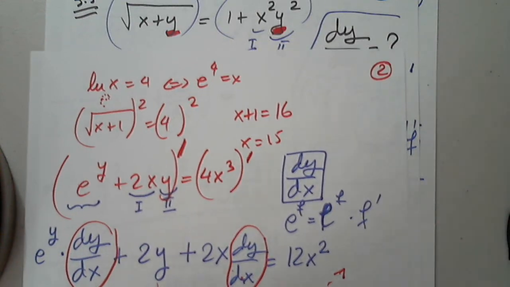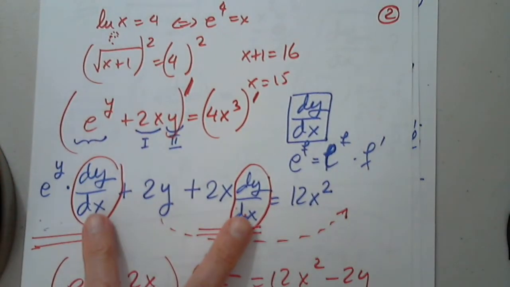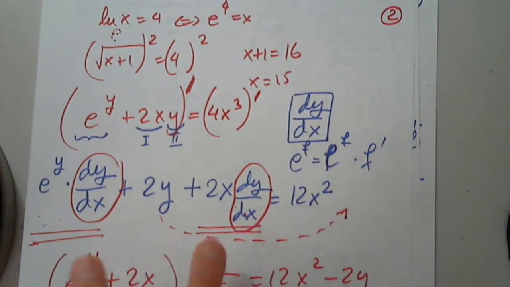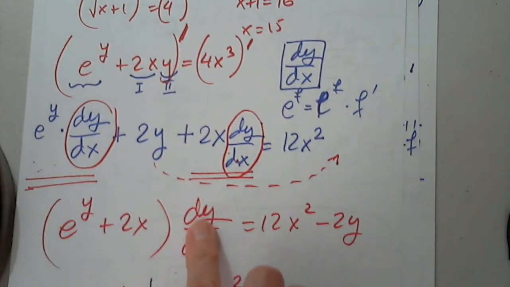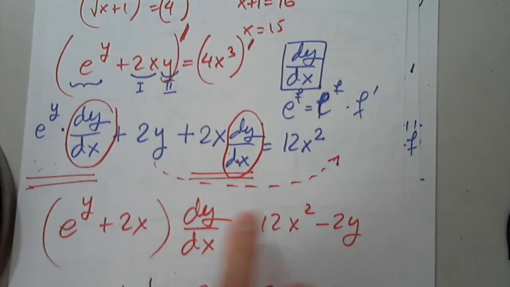So we differentiated both sides. We realized that the variable that we are looking for is in two terms. We factor dy from these two terms. We move this term to the other side and we divide it. To get this, I divide this by this. This is a linear equation now.